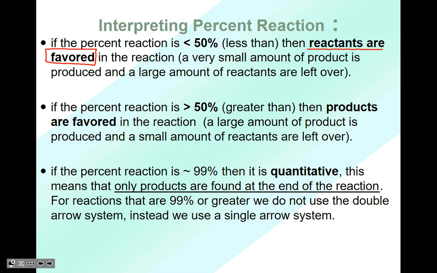If the percent reaction is higher than 50%, then the products are favored. What that means is that a large amount of products is produced and a small amount of reactants are left over, even at equilibrium. So at equilibrium, if the percentage is higher than 50%, products are favored. At equilibrium, if the percentage is less than 50%, the reactants are favored.